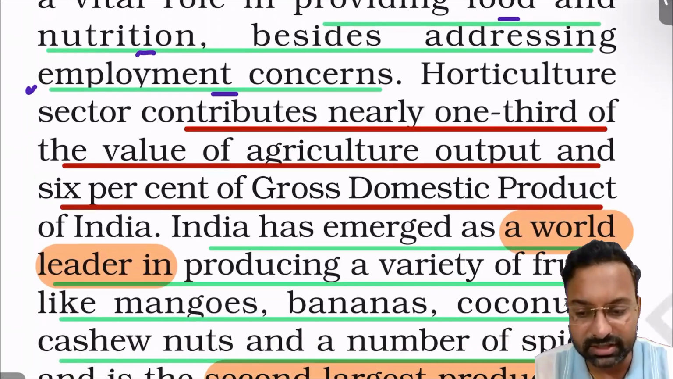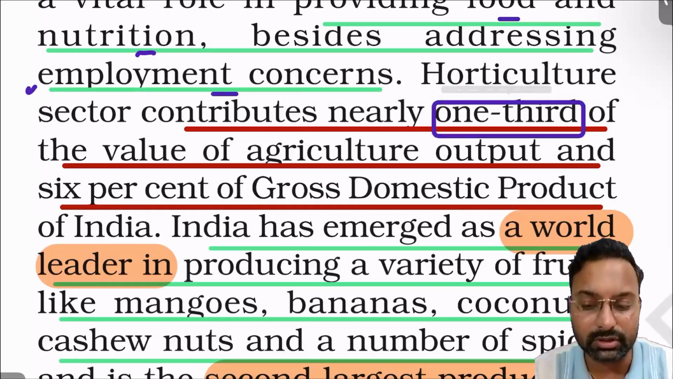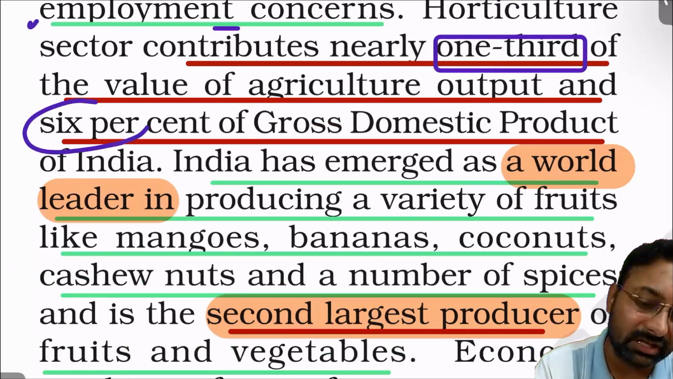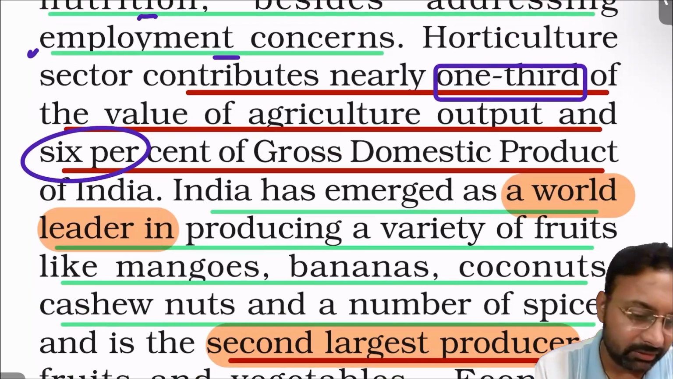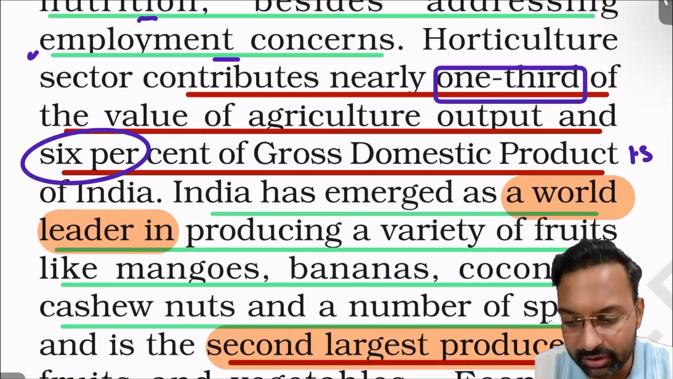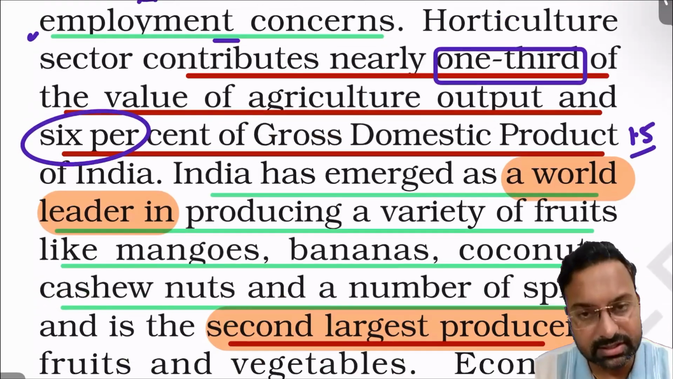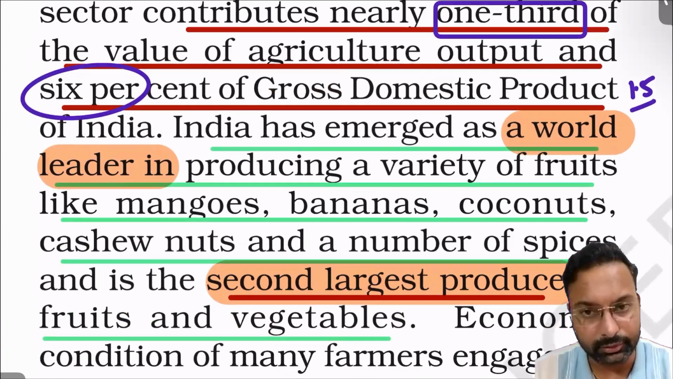The horticulture sector contributes approximately one third of the value of the agriculture output, and 6% of the GDP. You should understand that fisheries produce only 1.5%, but horticulture is giving 6% of the GDP. So in that sense, horticulture becomes a very important sector for India.